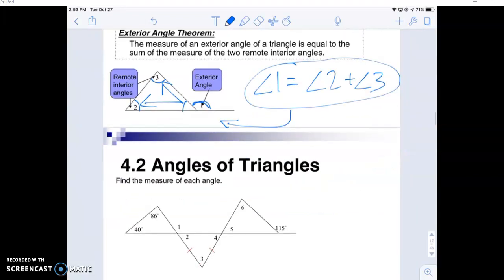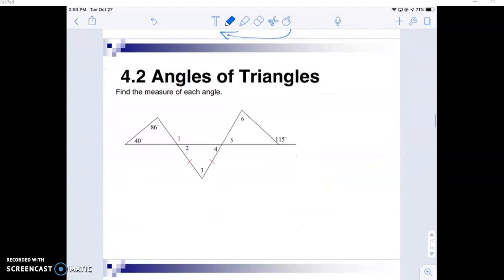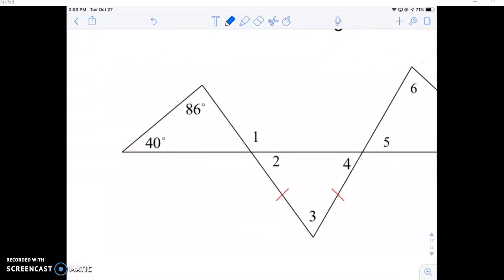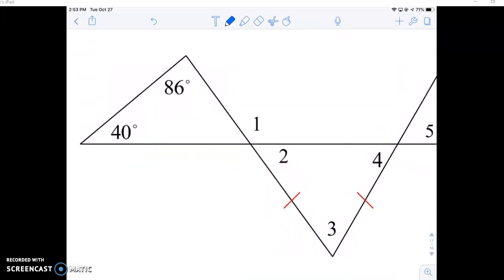So there's that. And then next, we are going to be solving for a bunch of missing angle measurements. What we're going to start with, we're just going to go in order of numbers here.